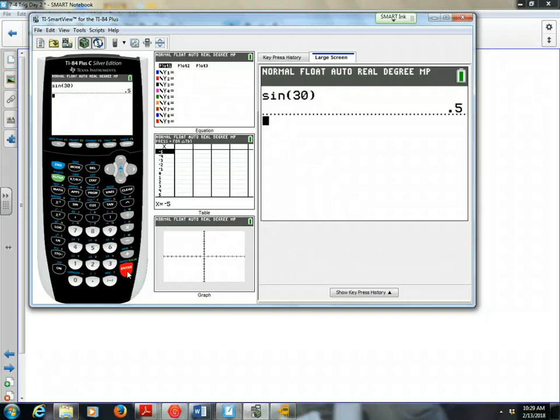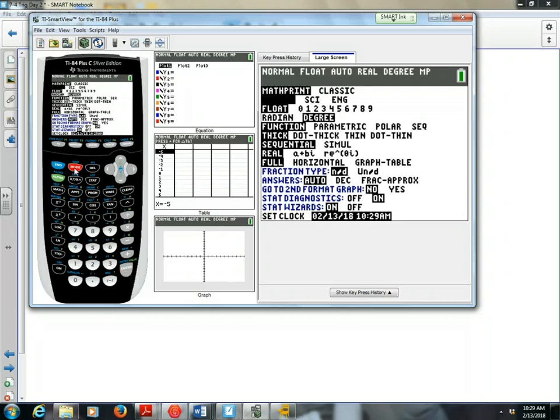If you get something different than 0.5, your calculator is in radian mode instead of degree mode. If you have a calculator like mine, you're going to press the mode button right next to the second. Then you see this menu that pops up, and right here you see this radian and degree part. As you can see, mine is in degree mode. Yours would be in radian mode if you got something different than 0.5. So you would have to change it to degree, and the way you do that is you just highlight it and then you press enter.